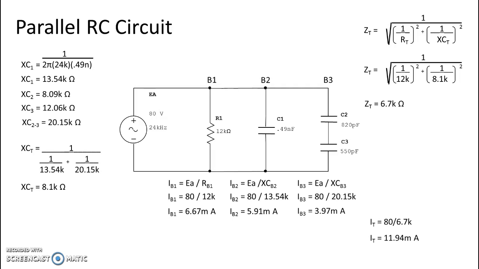What we're going to do is take the ohmic value of C2, which is 8.09K, and multiply it by the branch current, which is 3.97 milli. We get a voltage of 32.12 volts. We're going to repeat the process with C3. We're going to take the ohmic value of it, which is 12.06K, and multiply it by the current of the branch, which is 3.97 milli. And we get 47.88 volts. When you add those together, you get 80 volts.